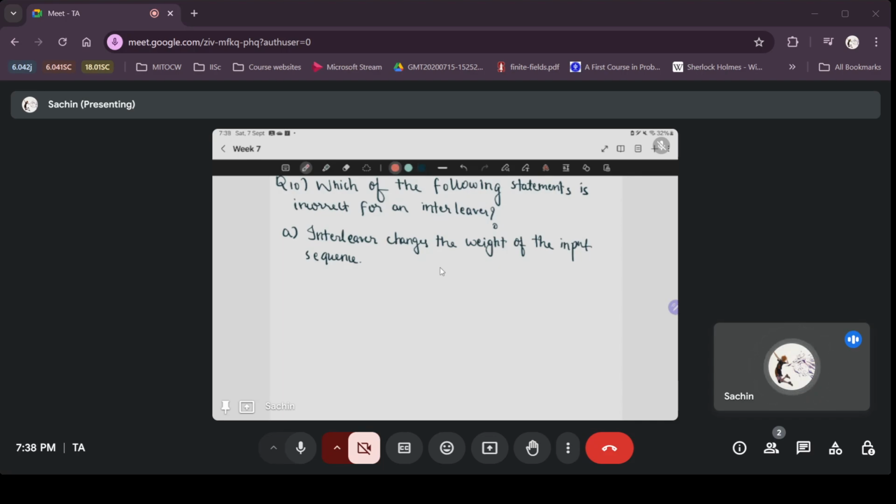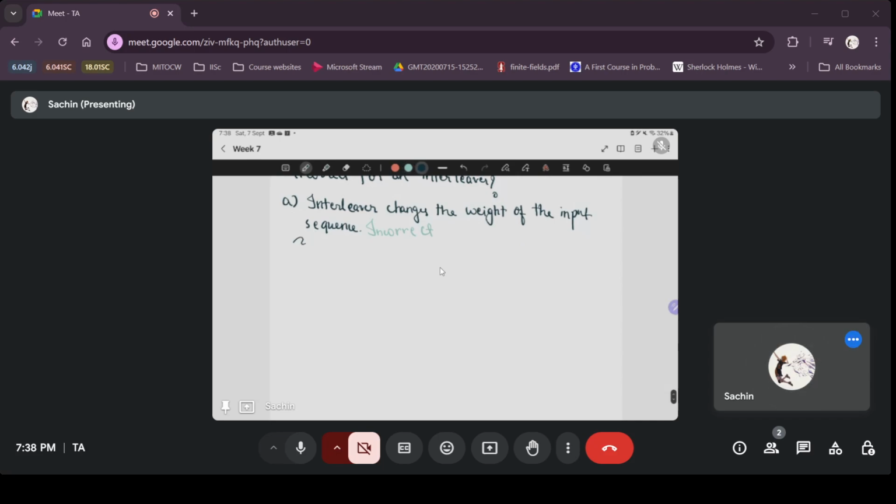So right off the bat, that's the incorrect statement, and I would just leave this question. If it was an exam, I would mark that as incorrect and move on to the next question. Since this is not an exam, we'll look at the other options also. Pseudo random interleavers are good. That is true.